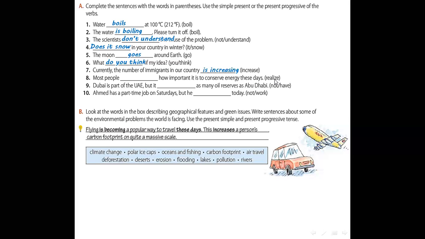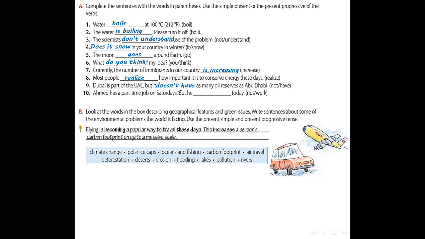Most people realize how important it is to conserve energy these days. But the verb here is realize. We must use simple present. Realize.